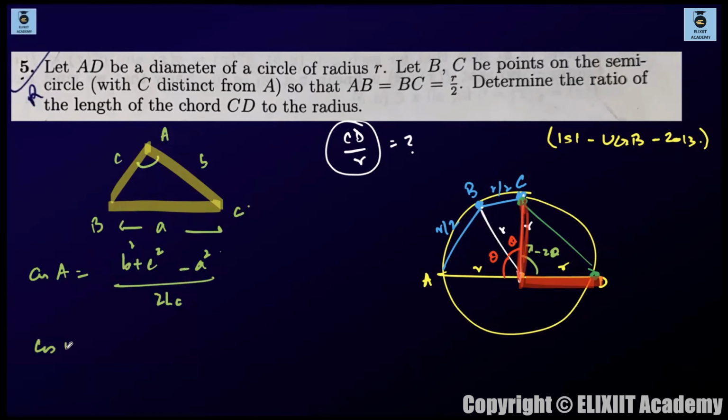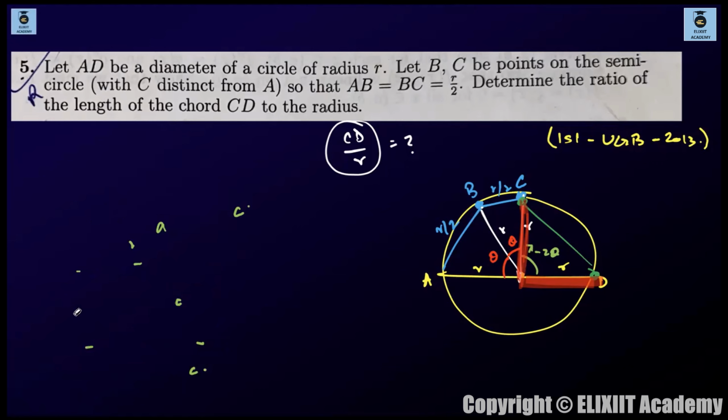Similarly, cos of angle B will be what? B is there, so minus the opposite side B square. The remaining sides are A and C, so A square plus C square divided by 2 times AC. So if two sides are known to us and the angle enclosed between them is known to us, we can think of using the cosine rule if we have to find the third side. This is the basic thing.